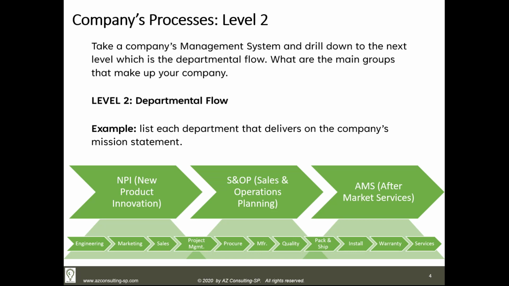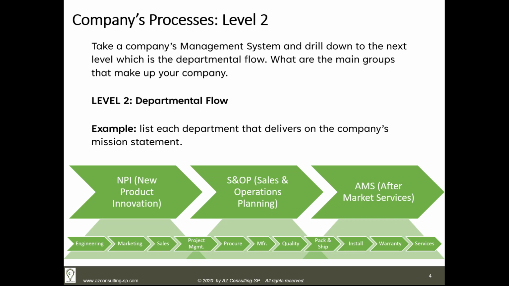The S&OP group also has the procurement or sourcing, manufacturing, quality, and the packing and shipping. The aftermarket groups have the departments like installation, warranty, field service, and so forth. So this pictorial view gives you an example of how the flow from one department to the next works.